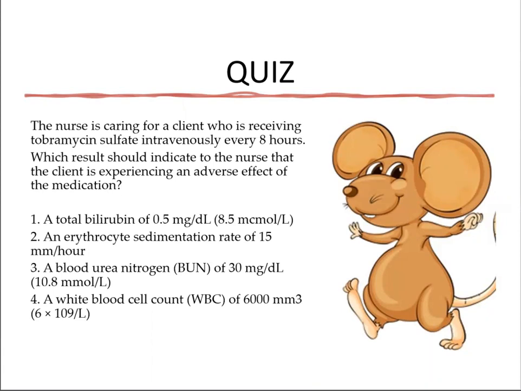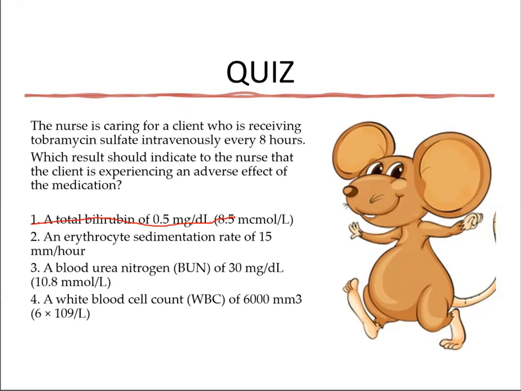1, a total bilirubin of 0.5 milligram per dL. Again, you need to memorize your lab values. I know that the normal total bilirubin level ranges from 0.3 to 1.0 milligram per dL. So I'm not going to be concerned with this, and I can eliminate it. It doesn't tell me the client is experiencing an adverse effect. It's within normal range.